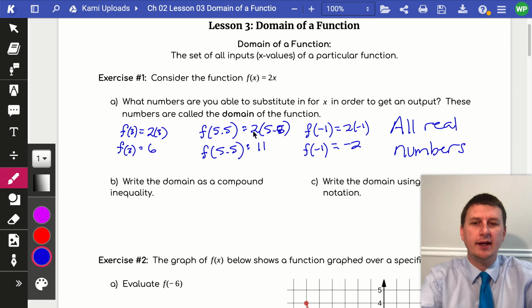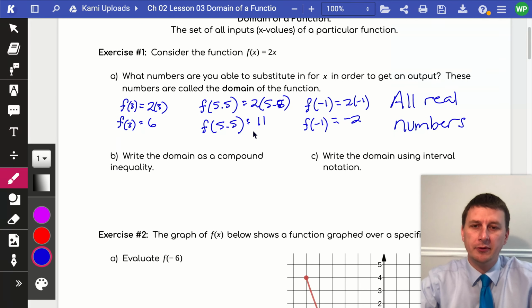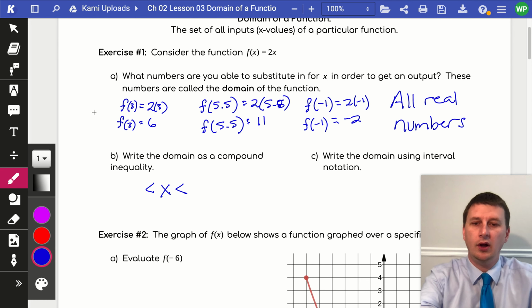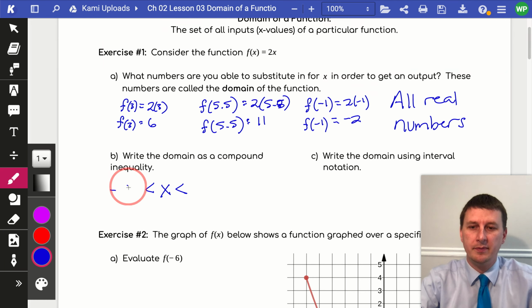So now in part B, it says write that domain, write all real numbers as a compound inequality. So if we remember from compound inequalities, that's when x is going to be in the middle, and we're going to have inequalities on either side. And if it's all the real numbers, what's the smallest value that we start at, and what's the greatest value we go up to? Well, if it's all of them, that means it's going to go all the way up and approach negative infinity. It's going to go all the way up and approach positive infinity. And remember, you can never be equal to infinity, so these inequalities are always just less than, not less than or equal to, because you can't be equal to infinity.